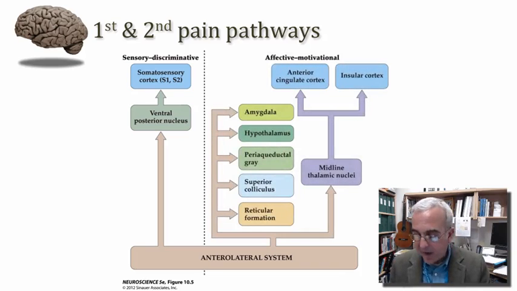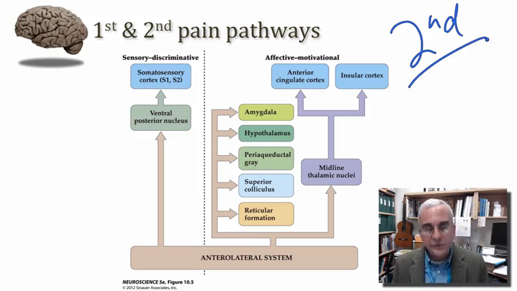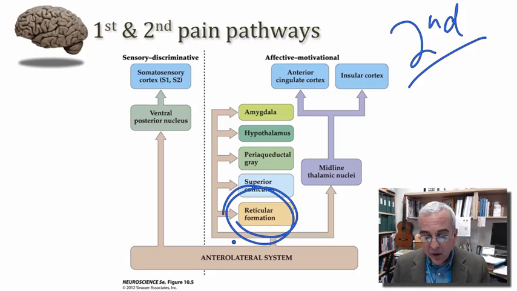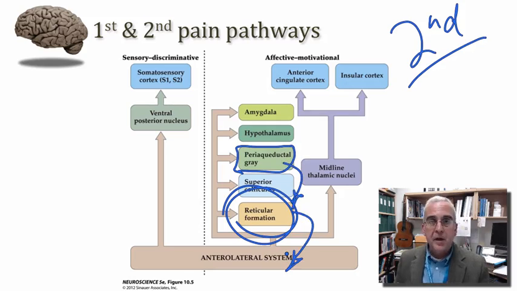Our second pain pathways then have access to a much broader array of brainstem structures, mostly associated with the reticular formation of the brainstem, but also a variety of other structures, including this important structure, the periaqueductal gray, that is one place where top-down feedback signals might limit the transmission of nociceptive signals in the spinal cord.